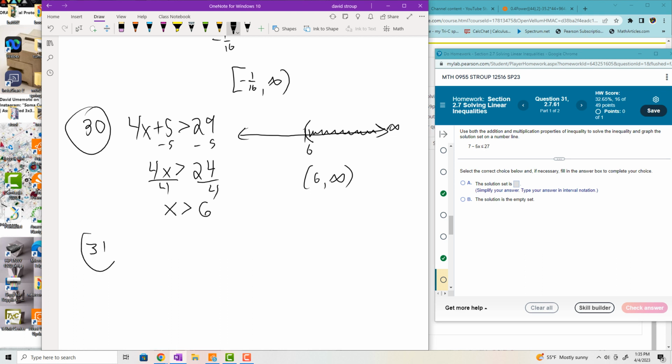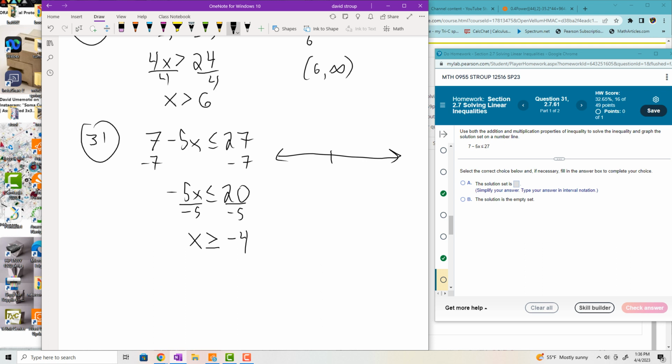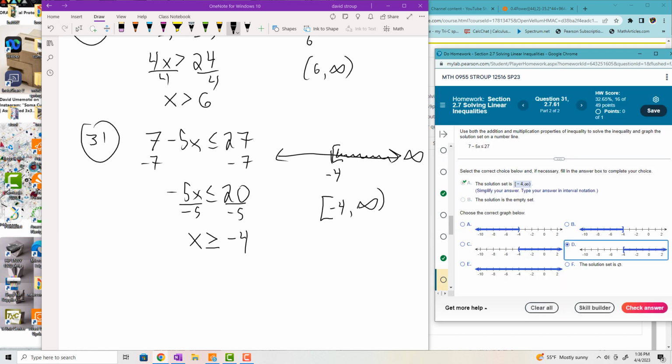31, looks like you're going to have to divide by a negative. So 7 minus 5x is less than or equal to 27. So first I'm going to move the 7. So I have negative 5x less than or equal to 20. Then I'm going to divide both sides by negative 5. So you have x, that changes the direction of the inequality, and then negative 4. Okay. So on my number line, it's everything greater than or equal to negative 4. So that'll be everything to the right of negative 4, all the way up to infinity. Okay. So the solution set, bracket, negative 4, comma, infinity, parentheses, and then graph it, negative 4 to infinity, yay.